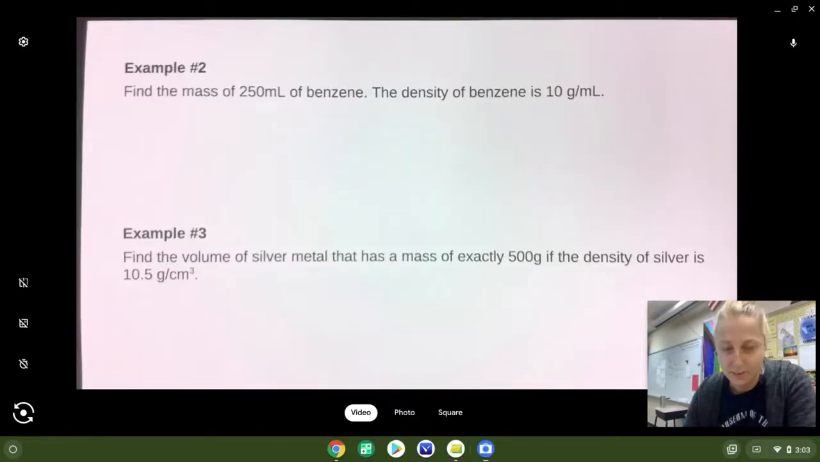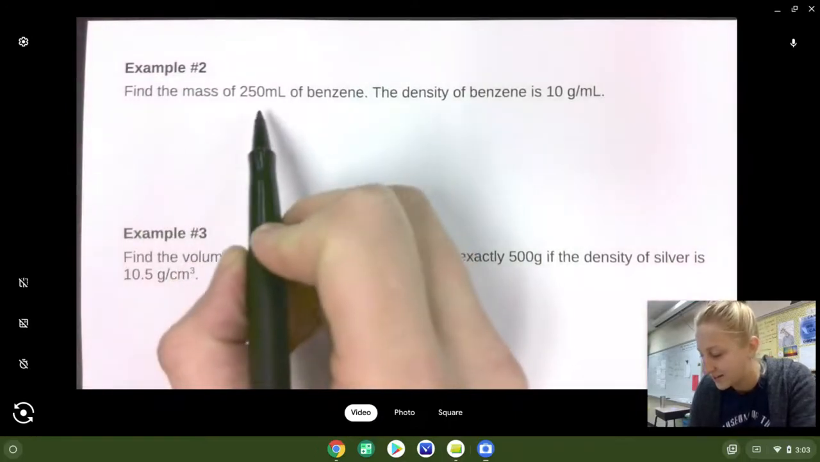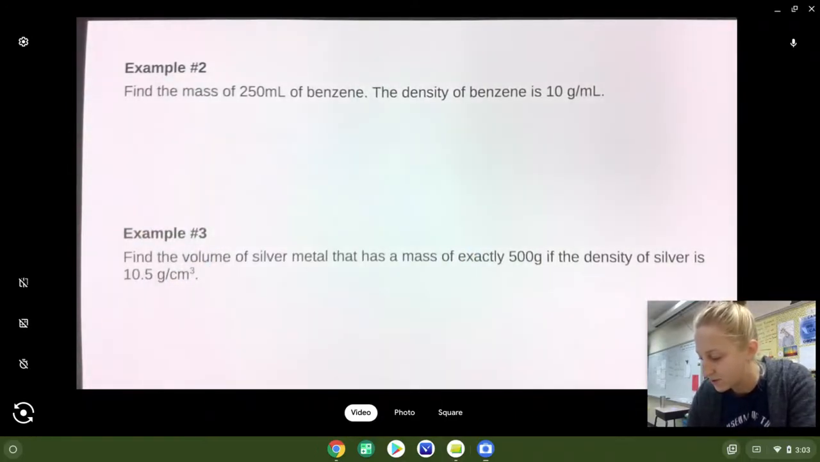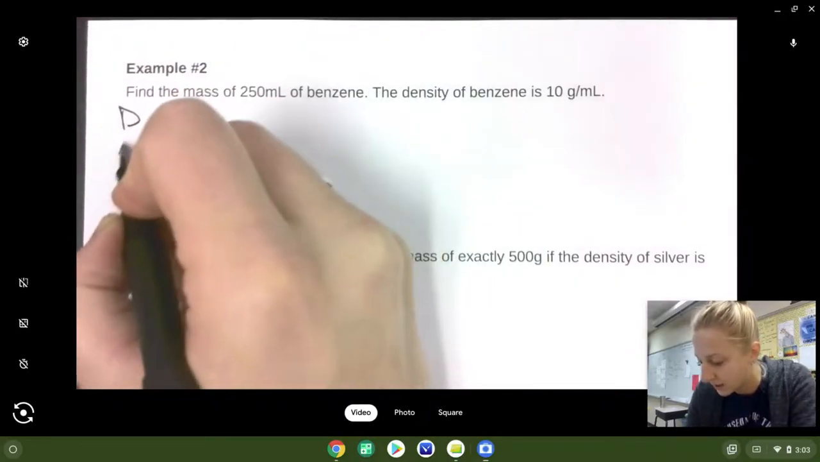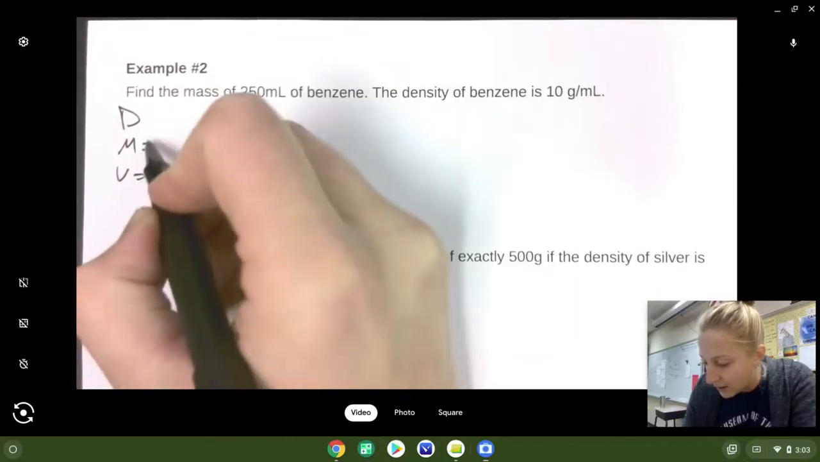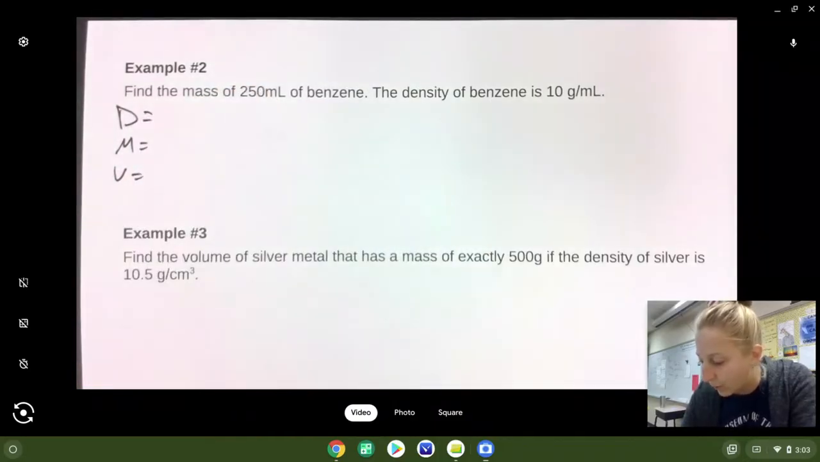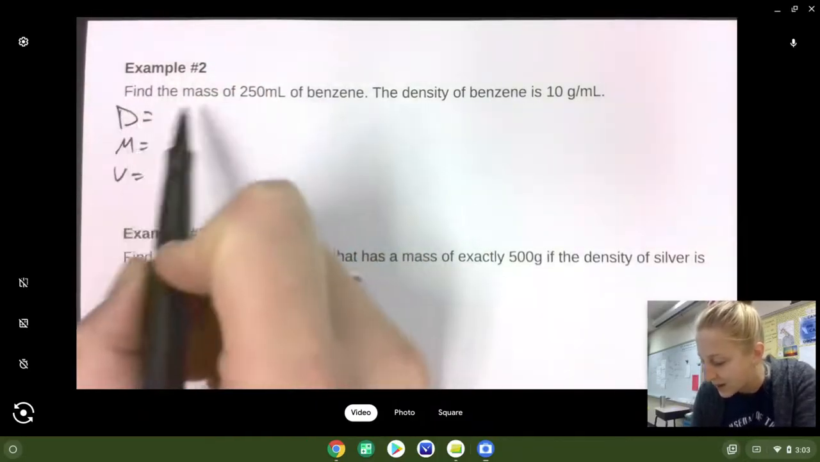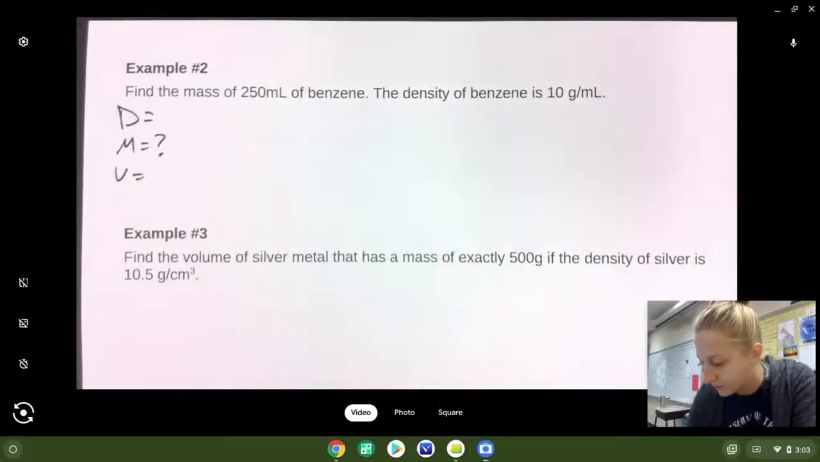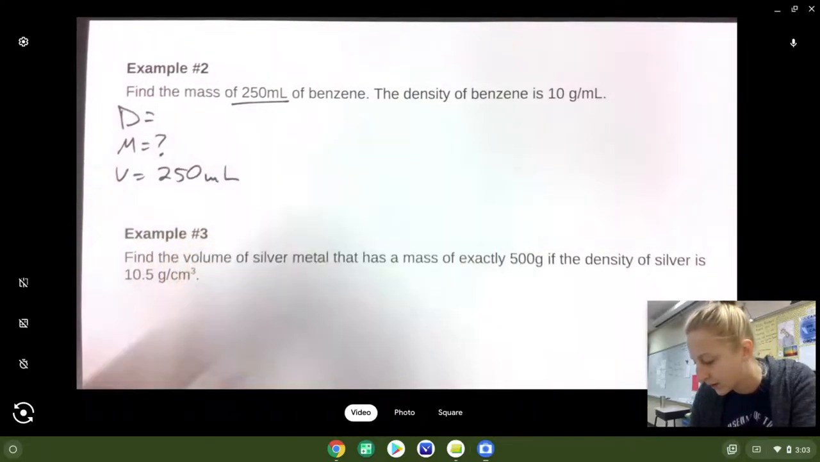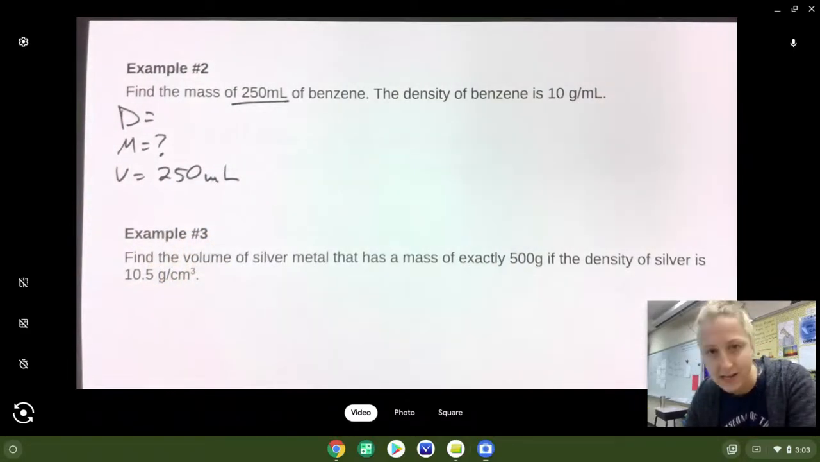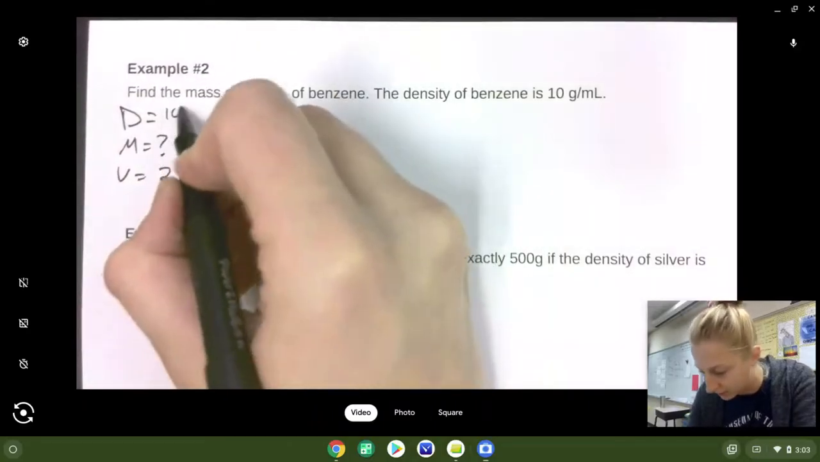All right, here's example number 2. Find the mass of 250 milliliters of benzene if the density of benzene is 10 grams per milliliter. So again, first thing, finding our density, mass, and volume, figure out what we don't know. It says find the mass, so put a question mark there. We have 250 milliliters of benzene, so that's a volume unit. And then it says the density is 10 grams per milliliter.